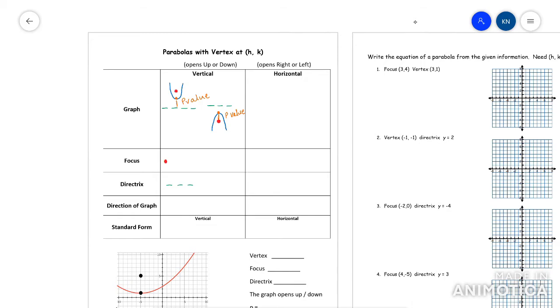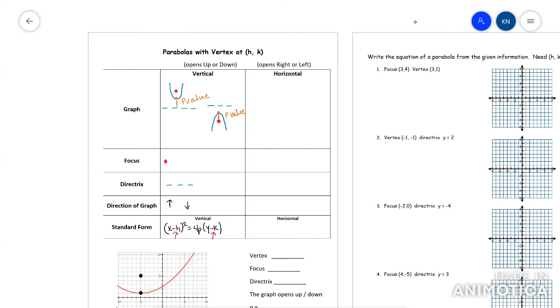You'll see the direction of the graph, either up or down if it's vertical. And then standard form for the equation goes like this: (x - h)² = 4p(y - k). The main takeaway from this is it's minus h and it's minus k. So when you go to get your vertex, they're both going to be lying to you. You'll see what I mean.